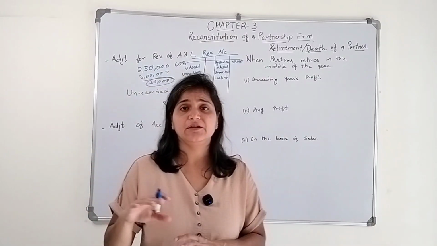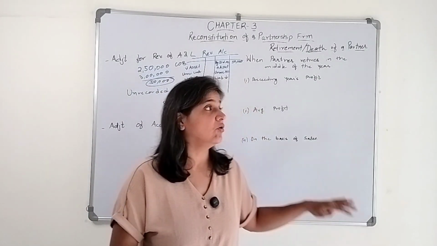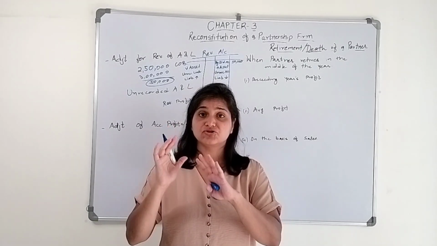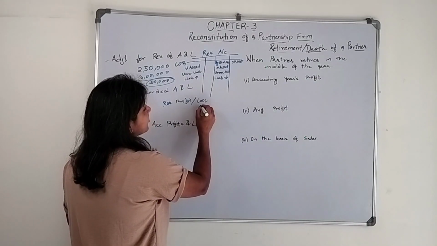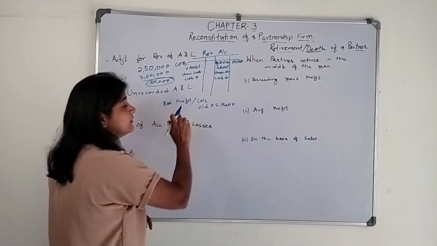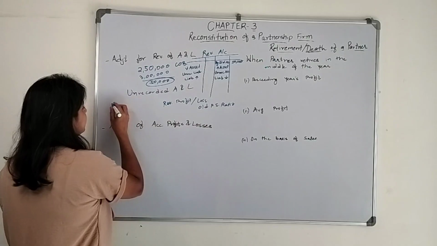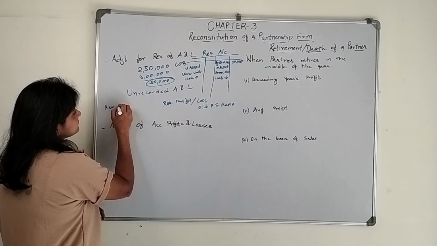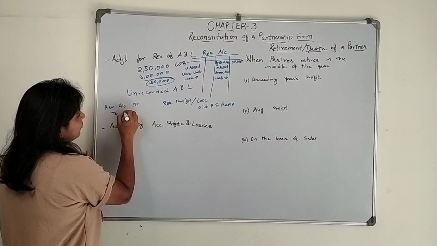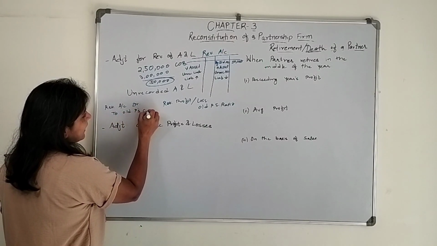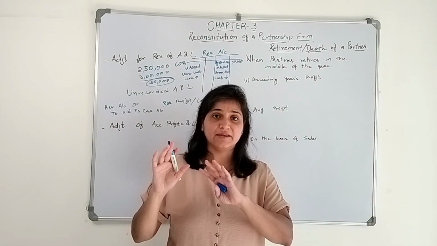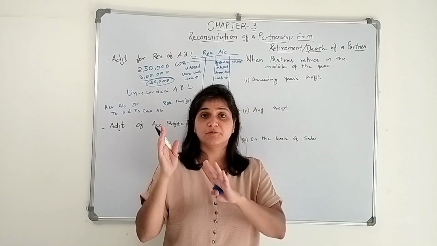There will either be a gain or it could be a loss also, and this profit or loss will be distributed among the existing partners, old partners, in their old profit sharing ratio. Now, if there is a revaluation profit, what will be the entry? Revaluation account debit to old partners capital account. It will be distributed among the old partners, the 3 partners or 4 partners before the retirement.